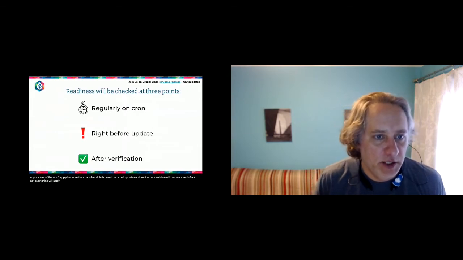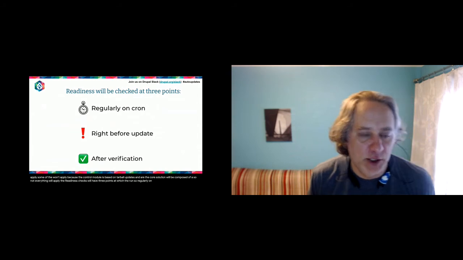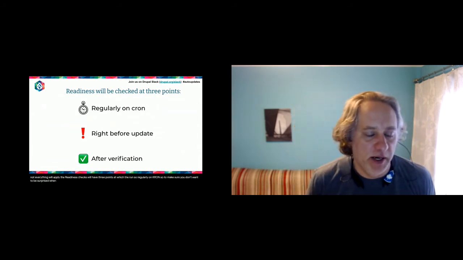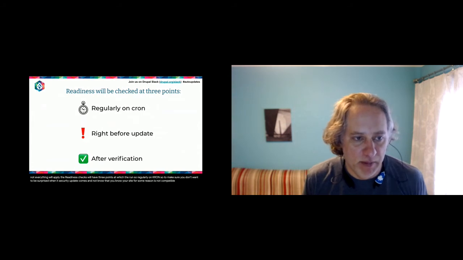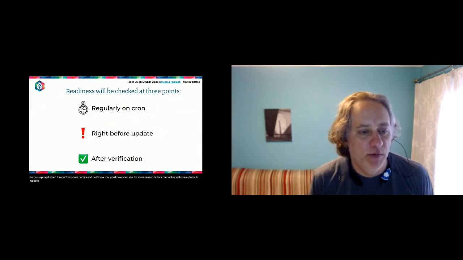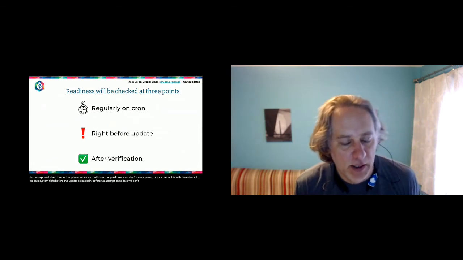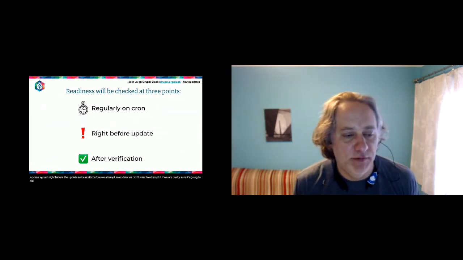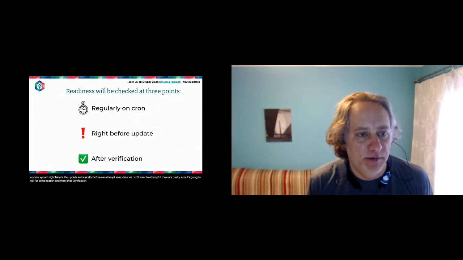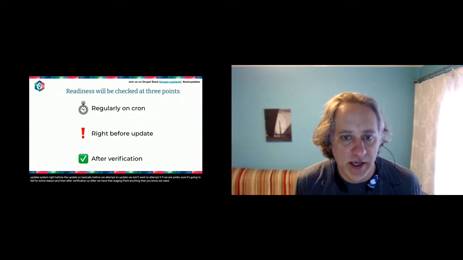So the readiness checks will have 3 points at which they'll run. Regularly on cron, so you don't want to be surprised when a security update comes and not know that your site for some reason is not compatible with the automatic update system. Right before the update, since we don't want to attempt it if we are pretty sure it's going to fail for some reason. And then after verification, so after we have that staging point, anything that we need to verify at that point, we can also run readiness checks there.